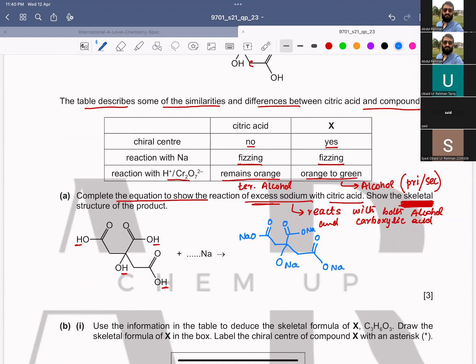So how many sodiums are used? 4 sodium. How many hydrogens are displaced? 4 H are displaced. So 2 moles of hydrogen gas would form. Yes, is this clear to everyone?